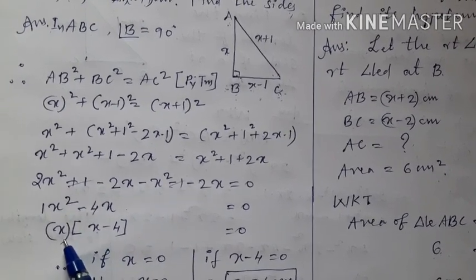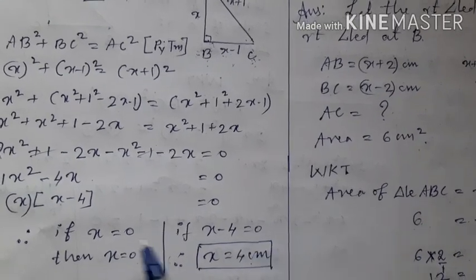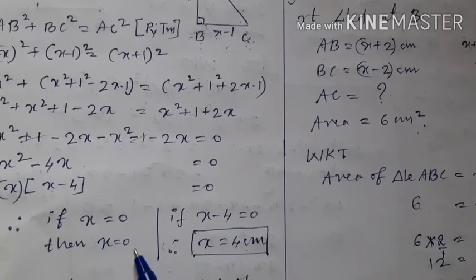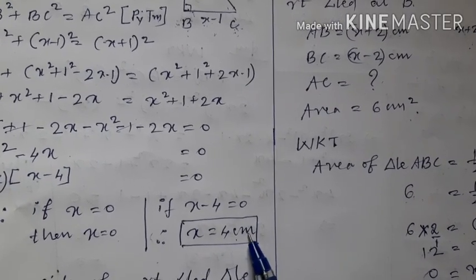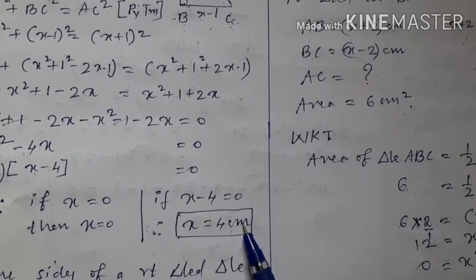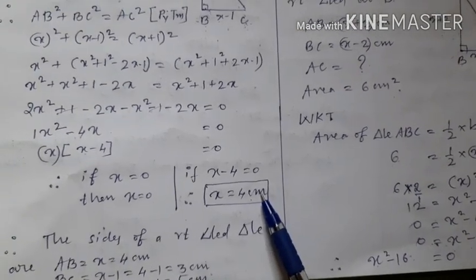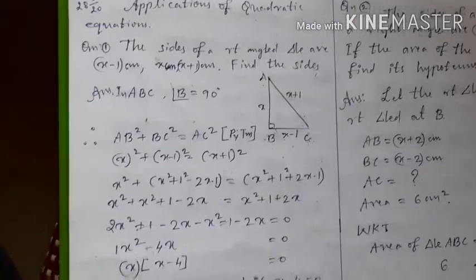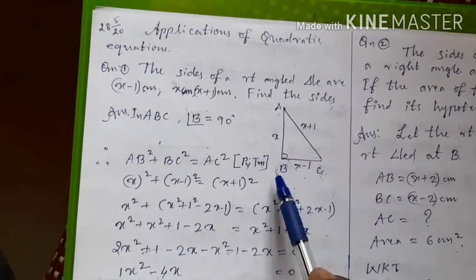So either x is equal to 0 or x minus 4 must be equal to 0. So if x is equal to 0, then x is equal to 0 only. If x minus 4 is equal to 0, x is equal to 4, or x is equal to 4 centimeter. So children, we got the value of x, which is the height of the right angle triangle.